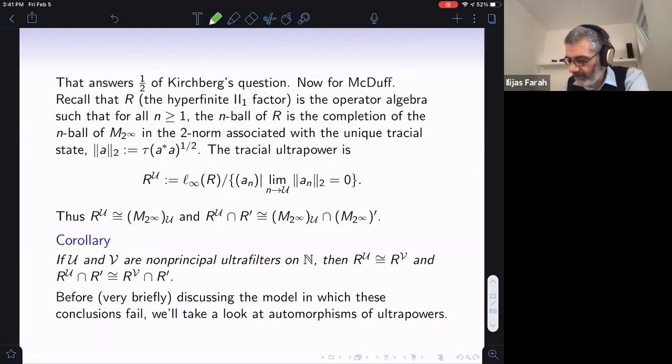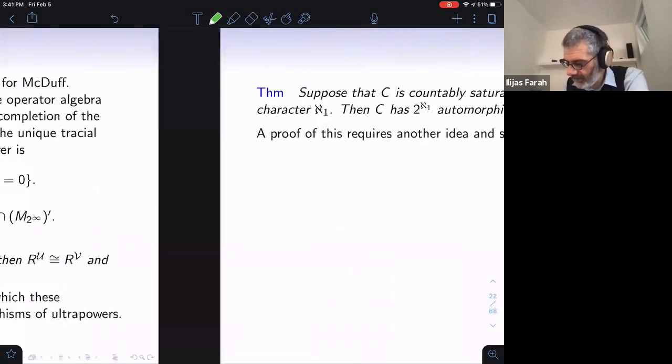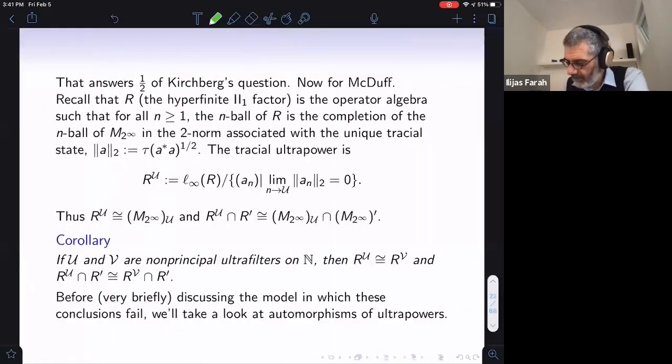Okay, I seem to have an old version of slides. Let me just see if, okay, so I'll just say it. Now I'm worried that I'm looking at the old slides.